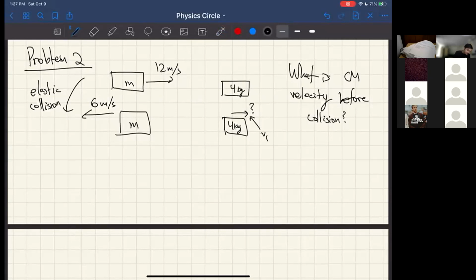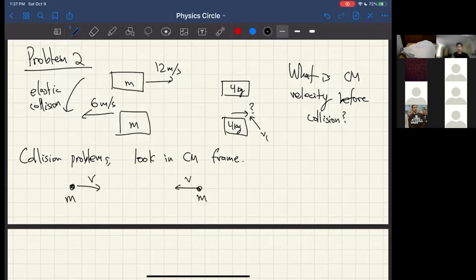A very common idea in collision problems is to look in the CM frame. So let's just do a very simple example. I have 2 objects of the same mass. And in the CM frame, they must be moving like this. Because what is the thing you know about the CM frame? In the frame where the center of mass is at rest, the total momentum is 0. That's the key property.